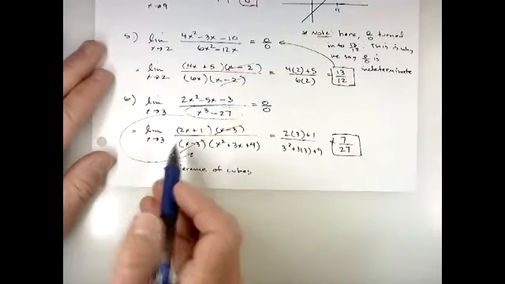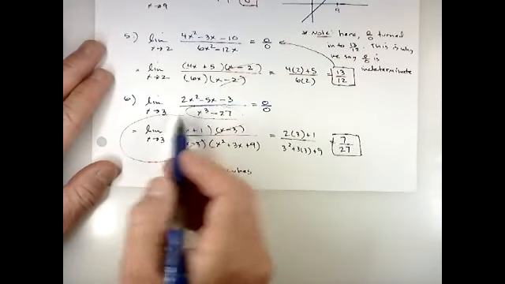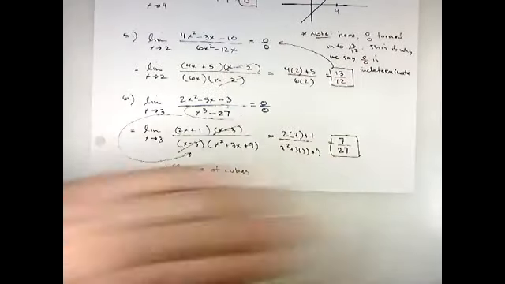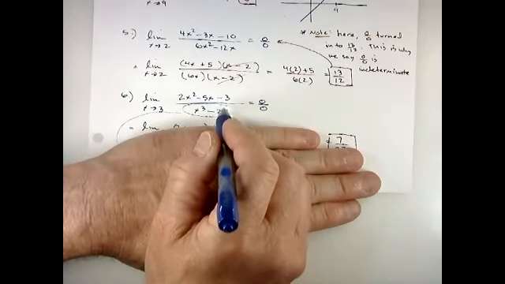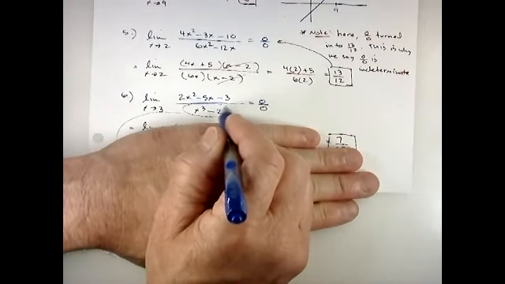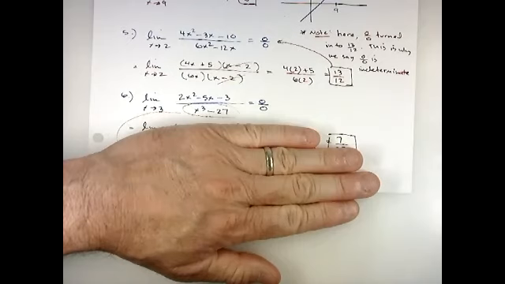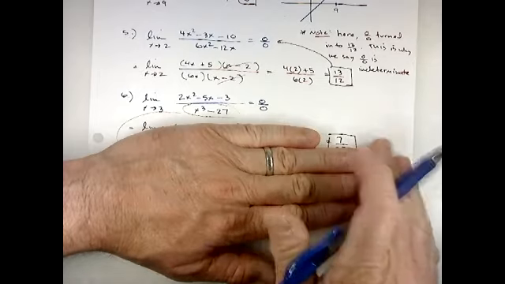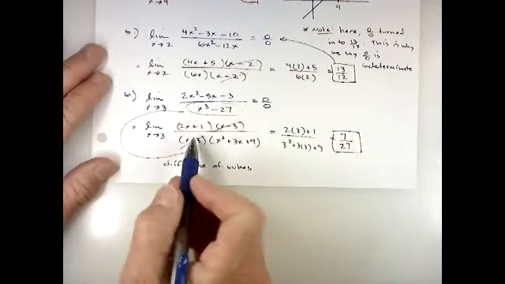Let's try another one. And maybe what would be a good idea is pause the video, write down the limit, and maybe give it a go. It's a 0 over 0 limit. See if you can do some algebra. All right, so now we'll run through it.